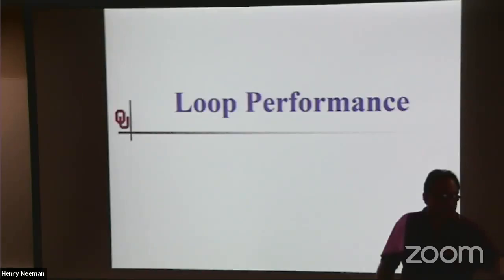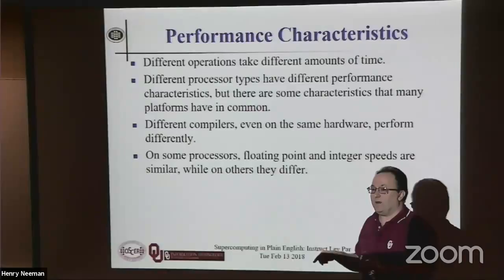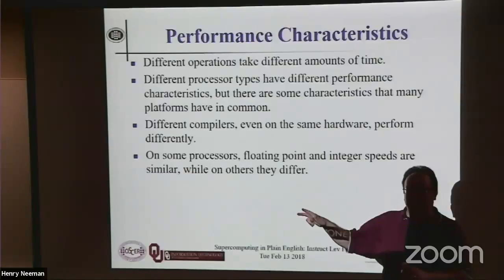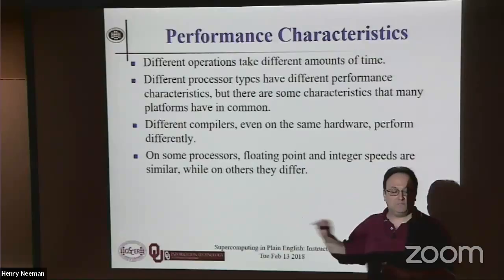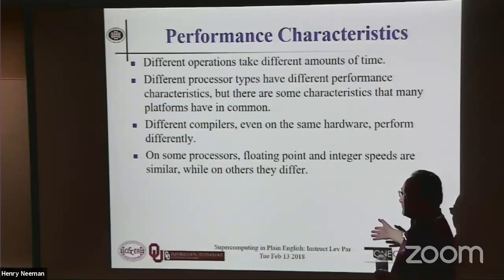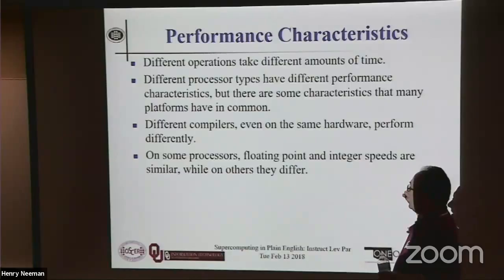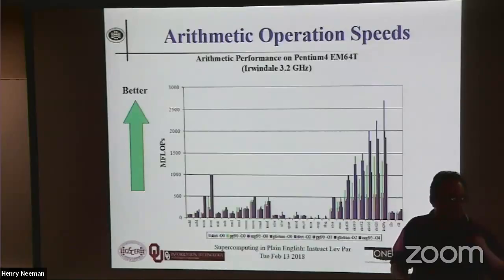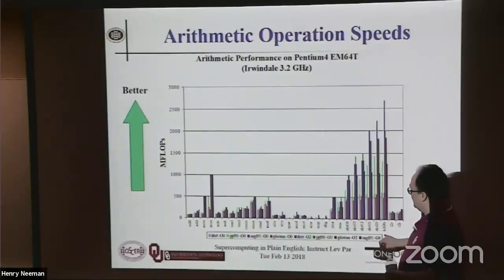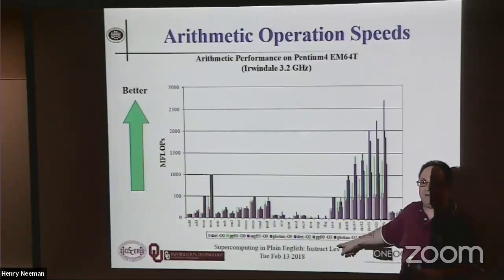All right, so it turns out different operations take different amounts of time, and I mentioned that. So add, subtract, and multiply are super fast. X to the y power, where both of those are non-integers, is super slow. And there's all kinds of stuff in between, and I'll show you a graph in a minute. Different processor types have different performance characteristics, different compilers, and even comparing integer versus real operands, you can get different performance profiles, okay? Now, I realize you can't read down here what it says, but so that you know, this is all on the same hardware, but using different compilers with different levels of optimization.